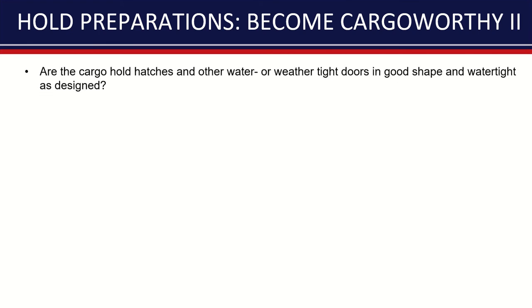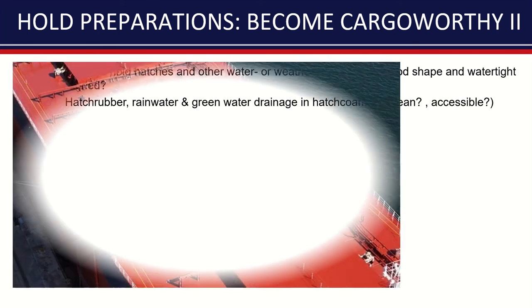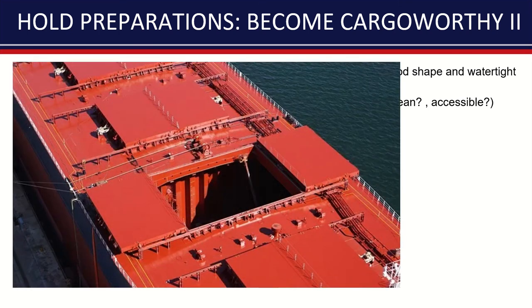So a question to be asked is, are the cargo hold hatches and other water or weather-tight doors in good shape and watertight or weather-tight as designed? It needs to be inspected, and for example, the hatch covers, you need to have a glimpse at the hatch cover rubbers, the drainage systems for green water and rainwater. Is it clean and accessible as designed?